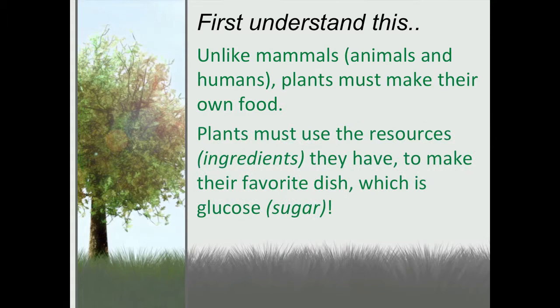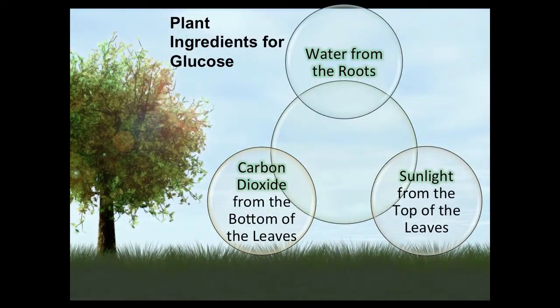So 99.99999% of all plants must use the resources they have to make their favorite dish, which is glucose. Again, plants must use, and we're going to call those resources ingredients. Again, I'm trying to make this simple and understandable. Plants must use the ingredients they have to make their favorite dish, which is sugar. That's what plants make for their food. Now, there's a process for this.